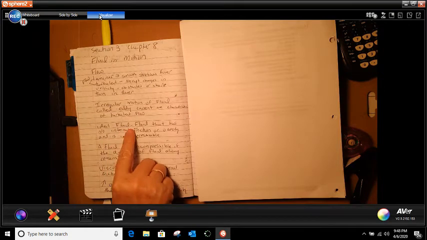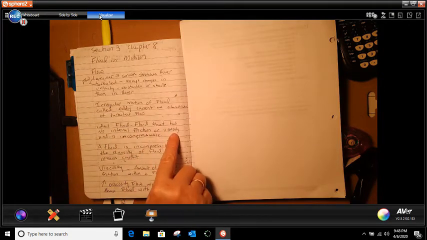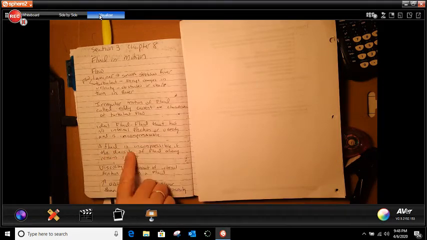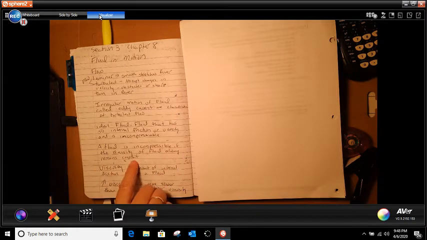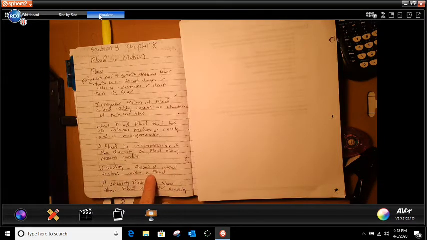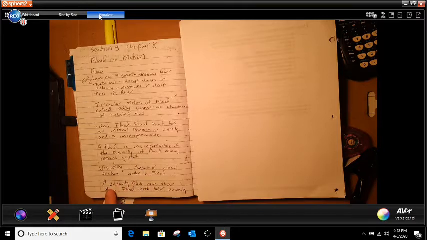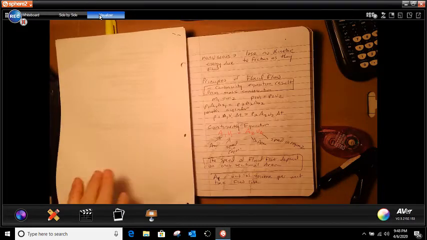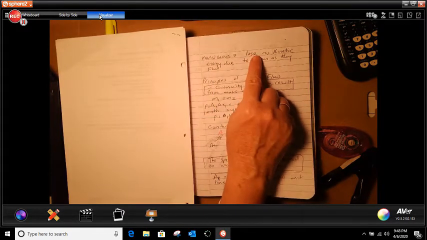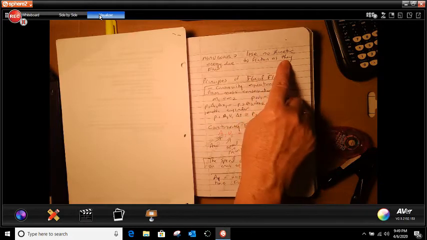Ideal fluid is fluid that has no internal friction or viscosity and is incompressible. A fluid is incompressible if the density of the fluid always remains constant. Viscosity is the amount of internal friction within a fluid. The higher the viscosity, the more slowly the fluid flows, and the lower the viscosity, the faster. So, non-viscous means they lose no kinetic energy due to friction.